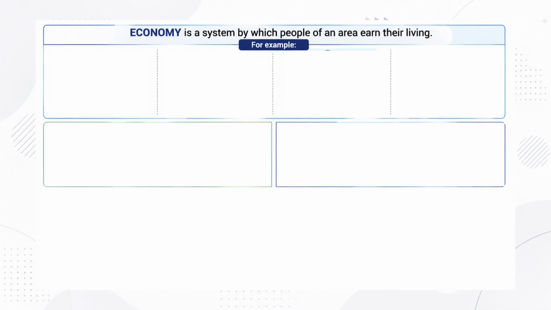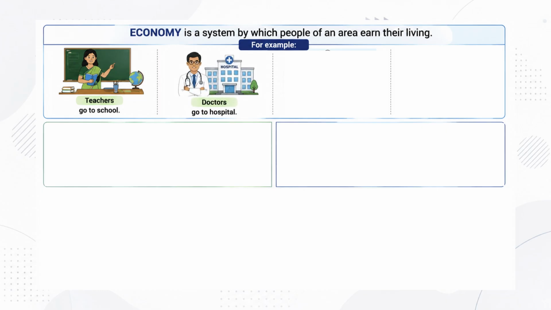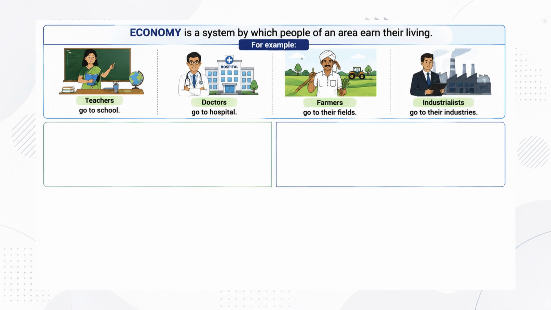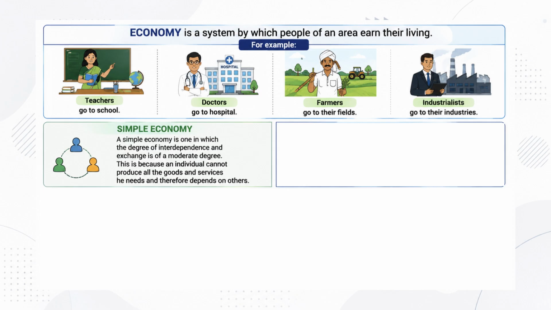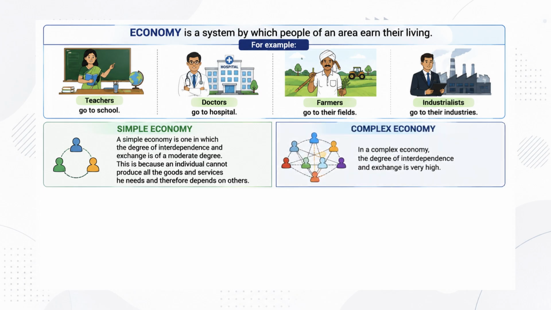An economy is a system by which people of an area earn their living. For example, teachers work in schools, doctors work in hospitals, farmers work in their fields, and industrialists operate their industries. Let us now understand simple and complex economies. A simple economy is one in which the degree of interdependence and exchange is moderate. This is because an individual cannot produce all the goods and services they need. Therefore, they depend on others. In a complex economy, the degree of interdependence and exchange is very high.